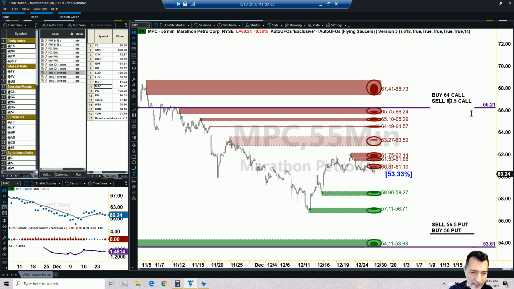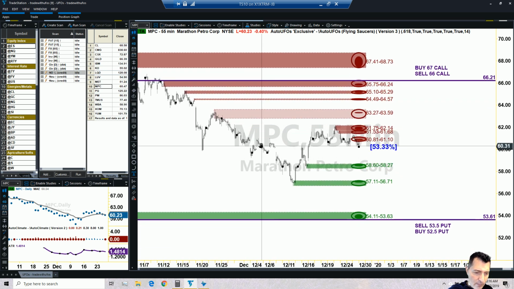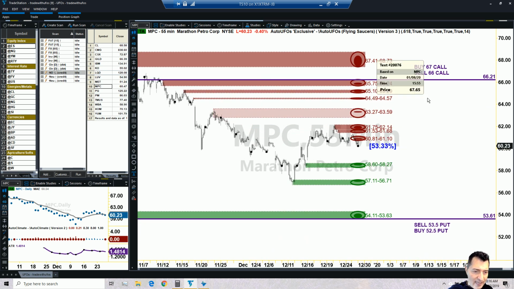So we're gonna do 66 and let's go with 67. I can always adjust that later on. And on the bottom side, we're gonna do 53.5 and 52.5, something like that. I will adjust that in a minute. Okay, that would be the range that we're going to be playing with this iron condor.